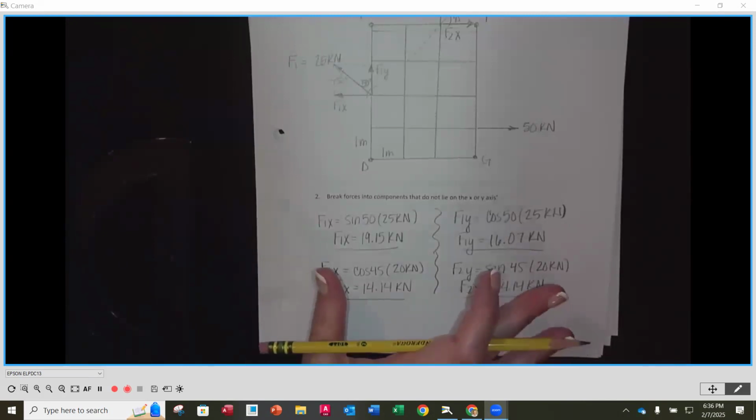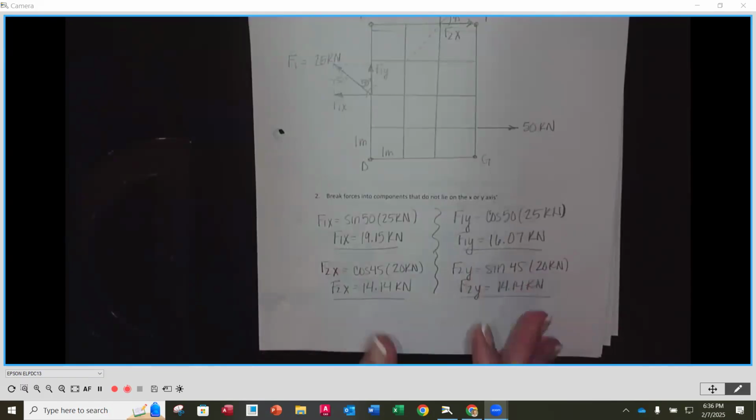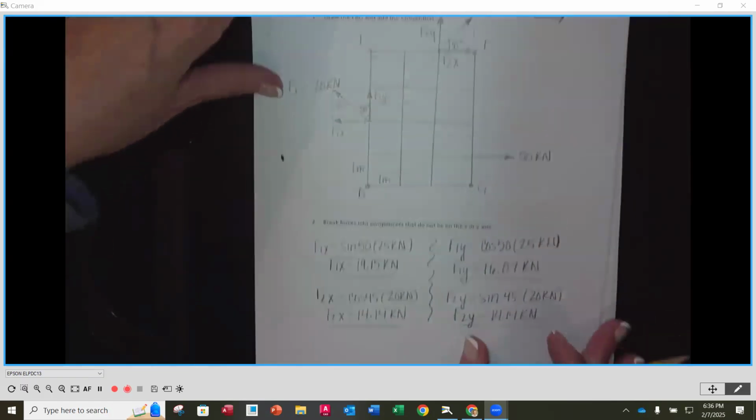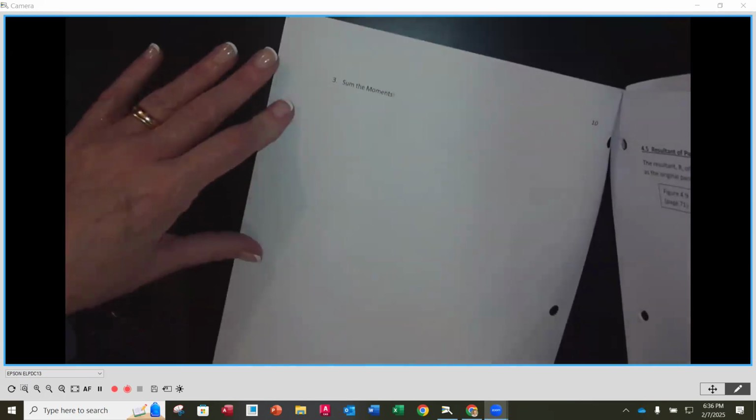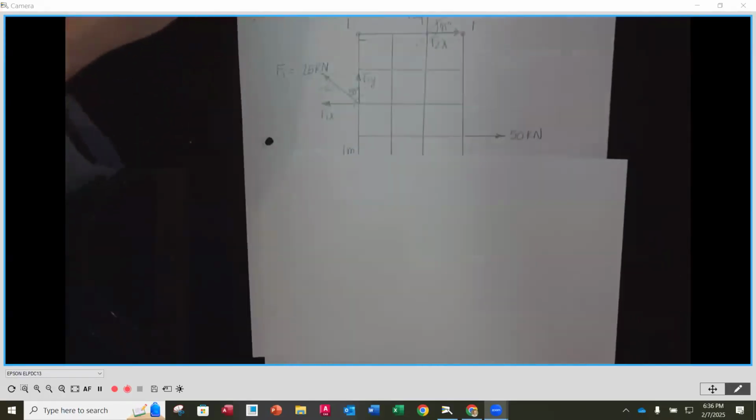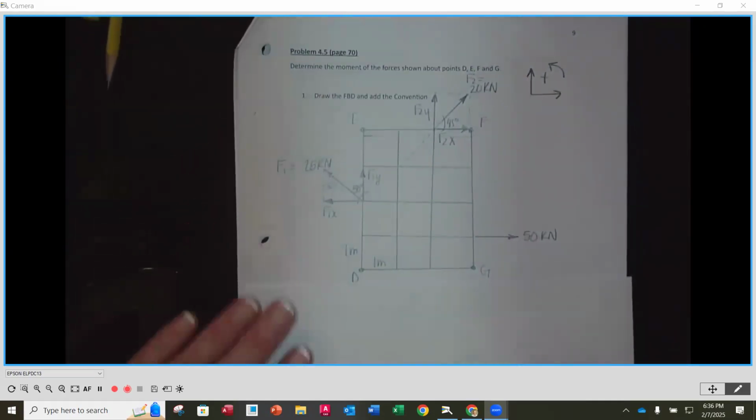So now that we have these, we're ready to do the sum of the moments around each one of those points. So we're going to do 4 moment equations. The first one is going to be about D. There's room on the next page to write these. Just for ease of showing it on the camera, I'm going to scooch this back a little bit and start a new piece of paper underneath and write them underneath here.